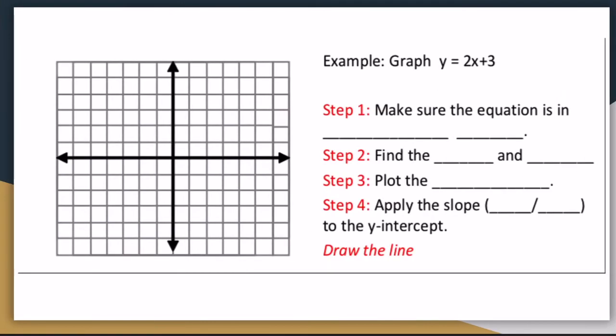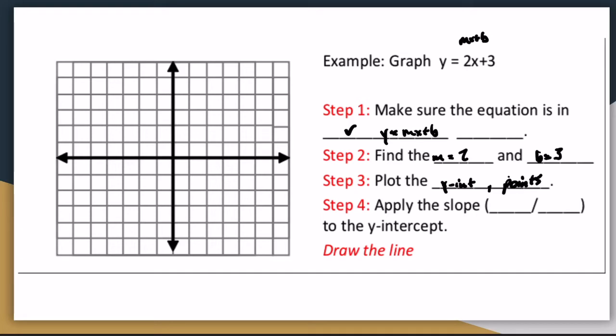So let's solve this by this graph. We have this graph, y equals 2x plus 3. It is in y equals mx plus b form. So we make sure step 1 is correct. Y equals mx plus b. It is. Find the m and b. Well, that's easy. M is 2 and the b is 3. And lastly, we're going to plot the y-intercept and then more points.